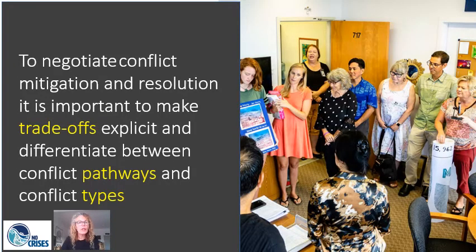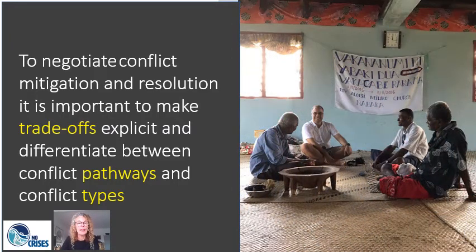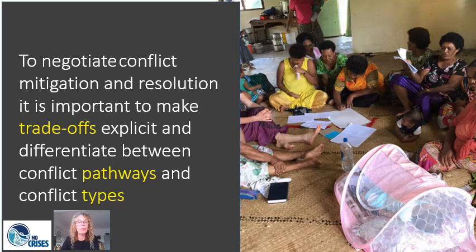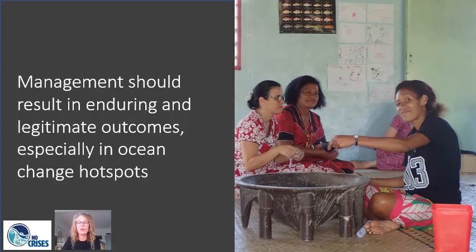To negotiate conflict mitigation and resolution, it's important to make the trade-offs between these different goals explicit and differentiate between conflict pathways and conflict types. Ultimately, management should result in enduring and legitimate outcomes, especially in ocean change hotspots.